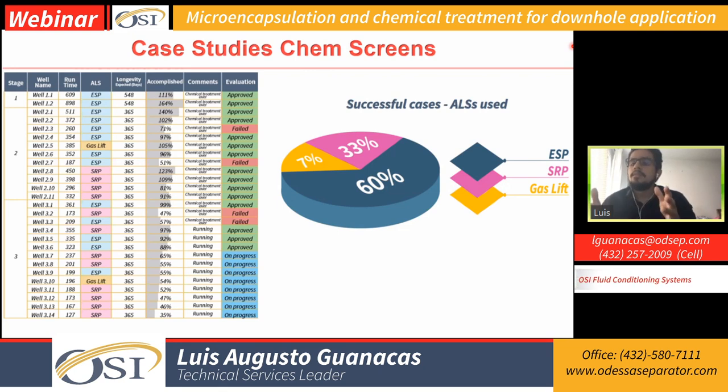The target for this project was very specific. We were aiming to increase the average runtime of the fields, which were around 200 days, and then evaluate some KPIs. We're going to take a look in the next slide, trying to identify if our chemical tools were really doing their job.